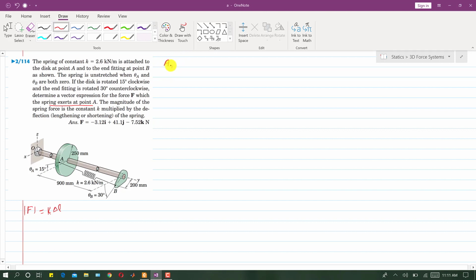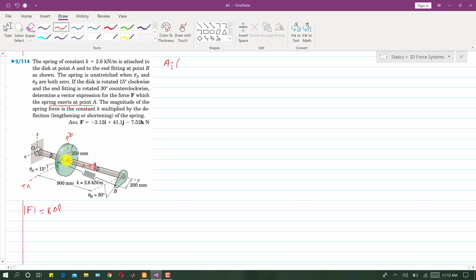Before that, let's assume that this is our origin. So let me draw our own axes. This will be our z-axis, this will be our positive x-axis, and along this line will be our positive y-axis. Sorry, this point is the origin, and this is that point A.